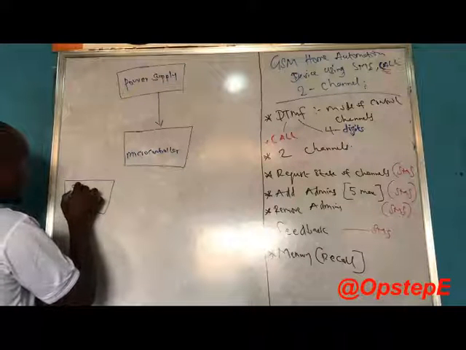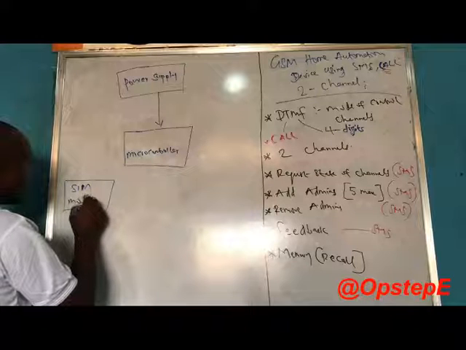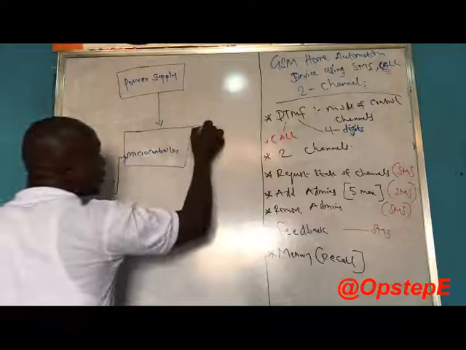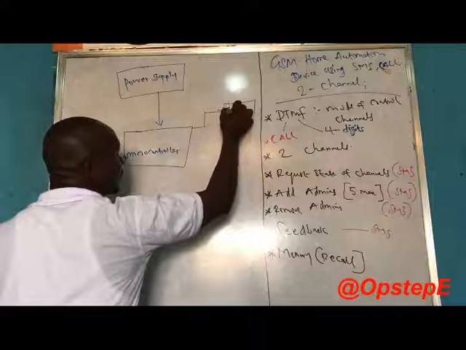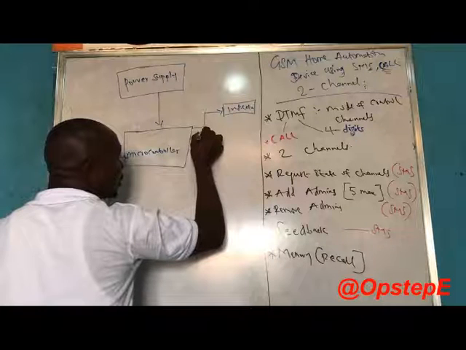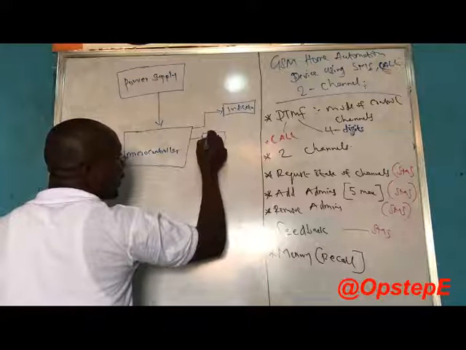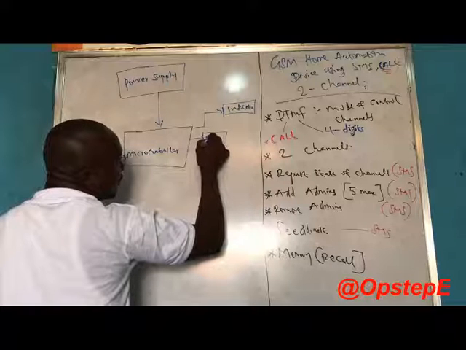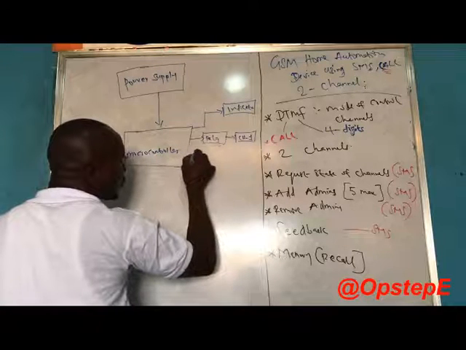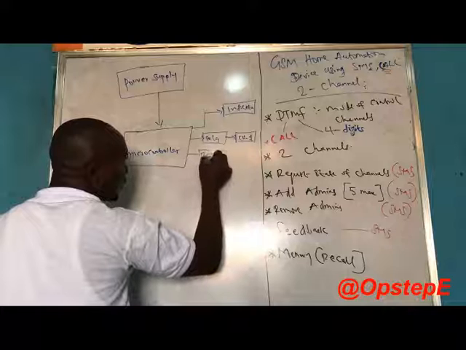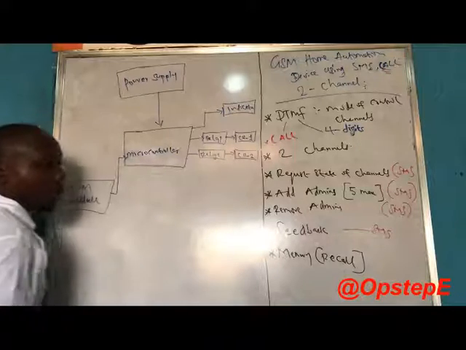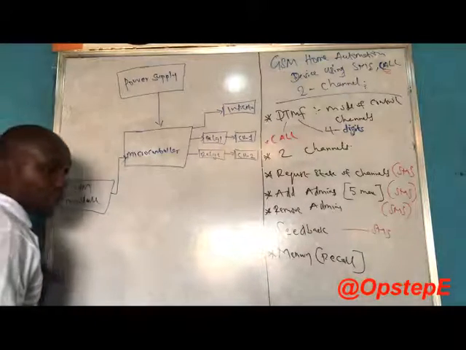This time, a SIM module, and this will be connected to the system. We have indicators connected to the system. We have a relay that controls channel 1. We currently have relay 2 that controls our channel 2. What did we have there? Let me see.